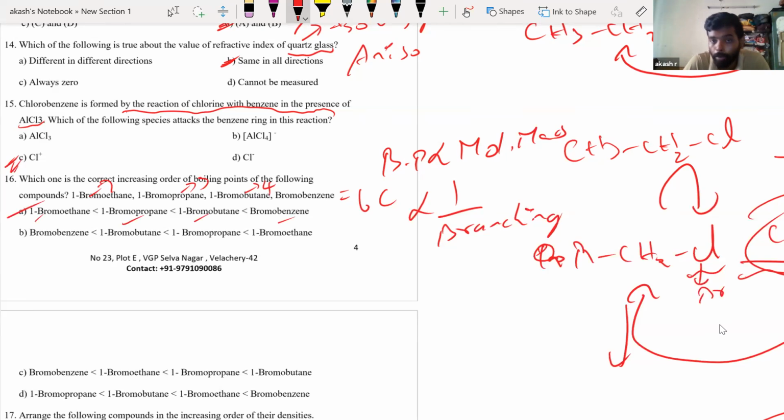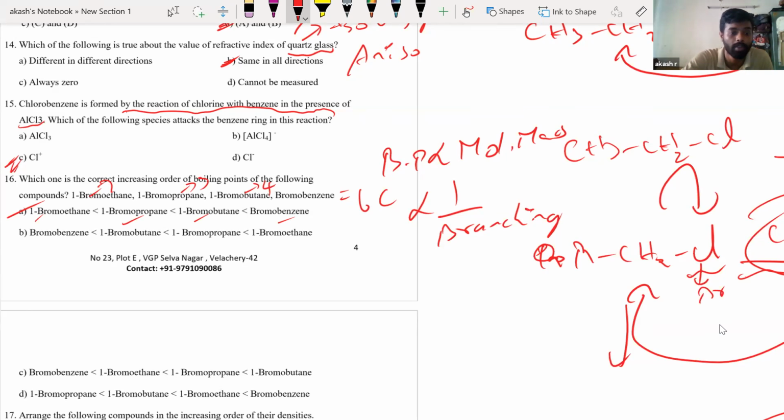More boiling point. When will I have more boiling point? When I have more molecular mass and less branching. Okay, this is a very straightforward question. We don't have to calculate the molecular mass. You know that bromobenzene has 6, the other has 4, 3, 2. Definitely, you can easily tell that that is going to have more boiling point. A is the answer to this question.